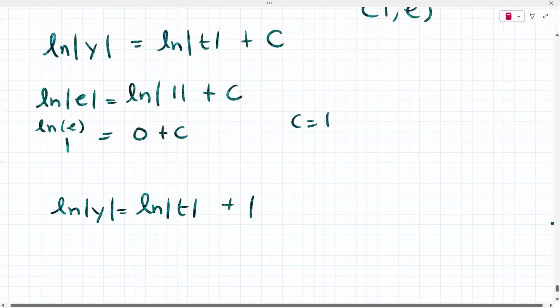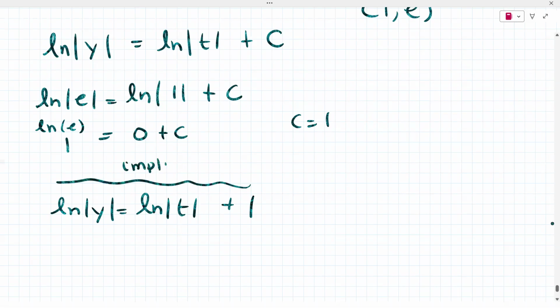Can we put it in explicit? So this is implicit, right? This whole thing is implicit. Can we try to put it in explicit? I think we can because they both have an ln. So that's a big clue. You could just take e to both sides. So this is going to be e to the ln of absolute value of y, and this is going to be e to the ln of absolute value of t plus 1.